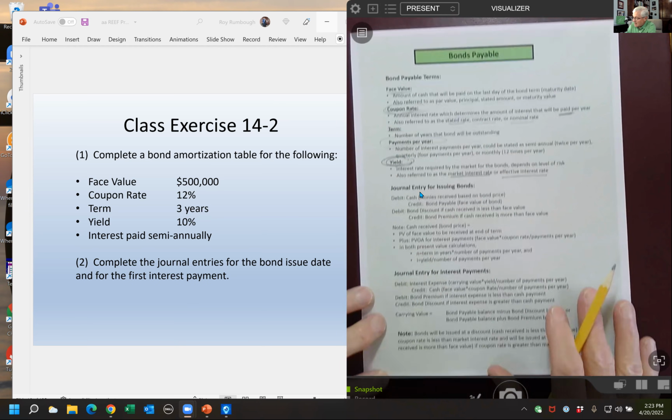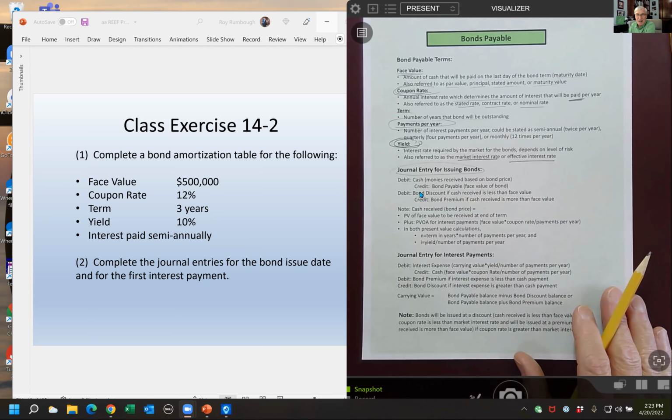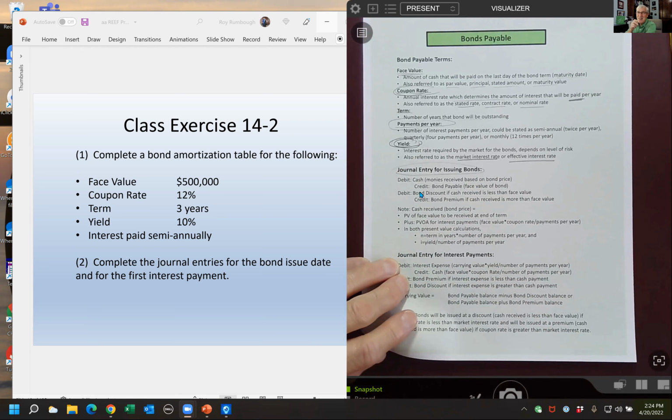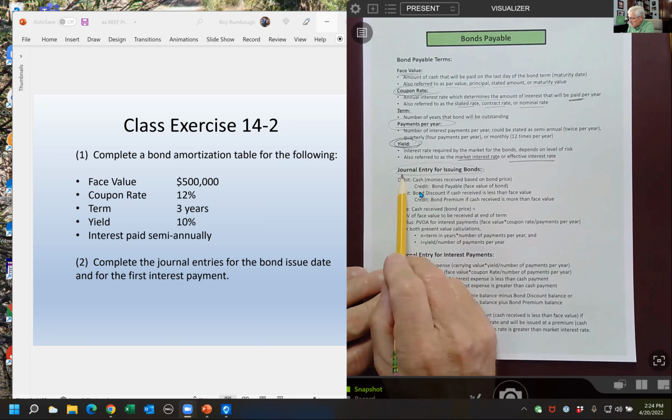So again, second part of my little, I do call this a cheat sheet for my class, but they're not allowed to bring it in as a cheat sheet for the exam. But be good to memorize.